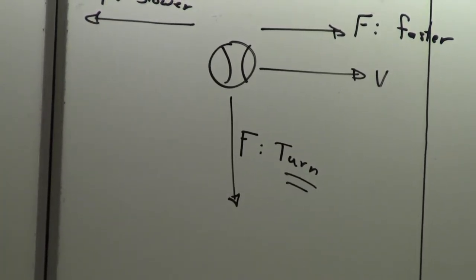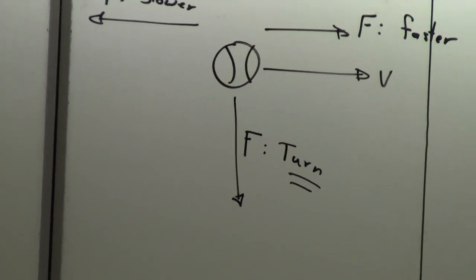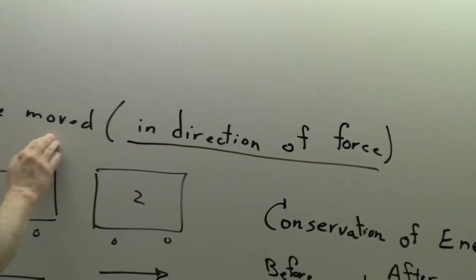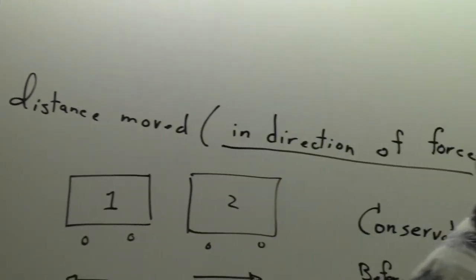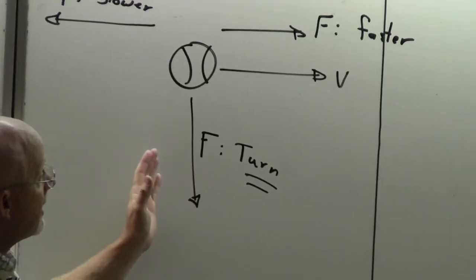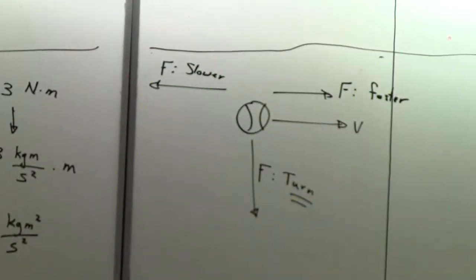But I'm hoping that if we take what we already know and add it to this over here, and this is where this piece becomes important, the distance it moves in the direction of the force, then this force that is making it turn, notice it is perpendicular to the direction it moves. And so how much distance did it move in the direction of the force isn't quite an easy question. Watch, let me try it again.